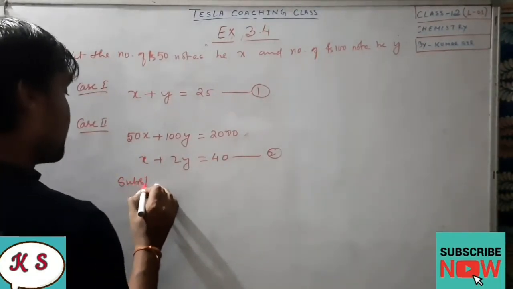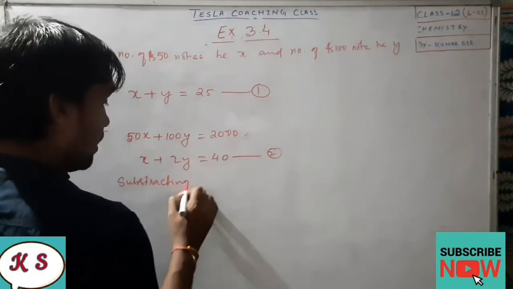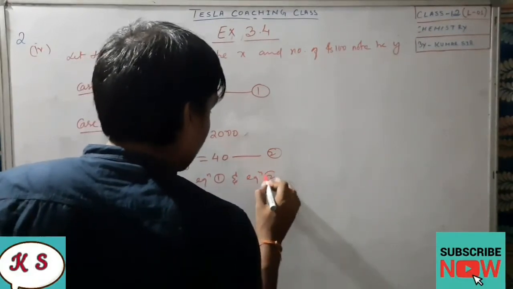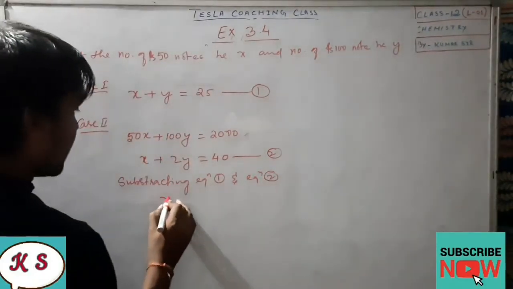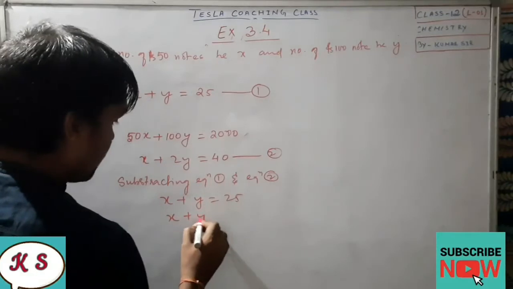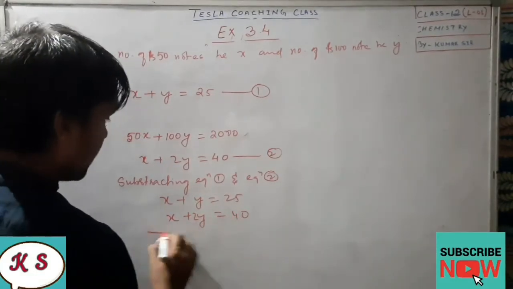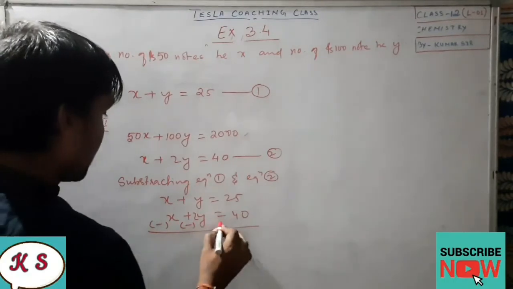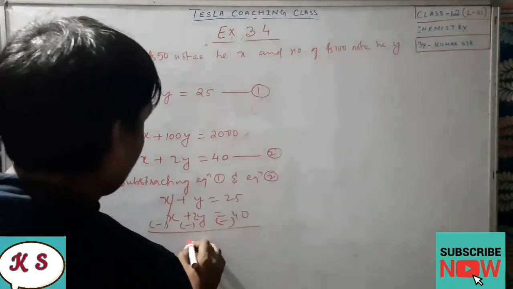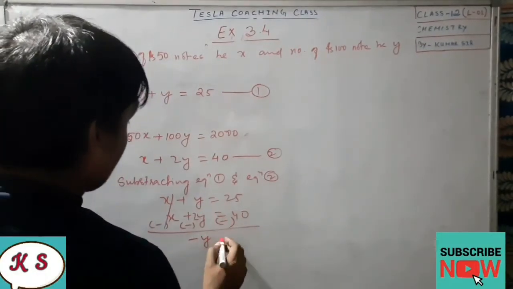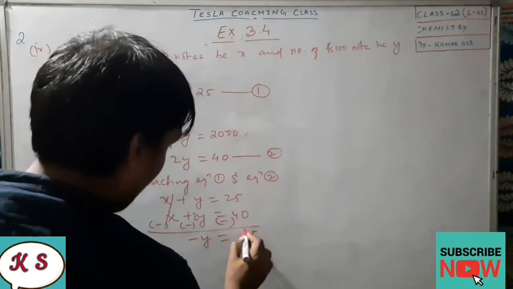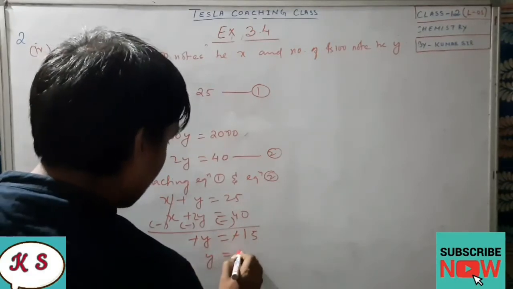So we'll write here, subtracting equation 1 and equation 2. So subtracting equation 1 and 2, it will be X plus Y equal to 25, and here it will be X plus 2Y equal to 40. So when you subtract, signs will change, minus, minus, and this one will be minus. X cancels, X positive, X negative cancel, so here it will be minus Y, Y minus 2Y is minus Y, and here 25 minus 40 is minus 15, minus cancels, so Y equal to 15.